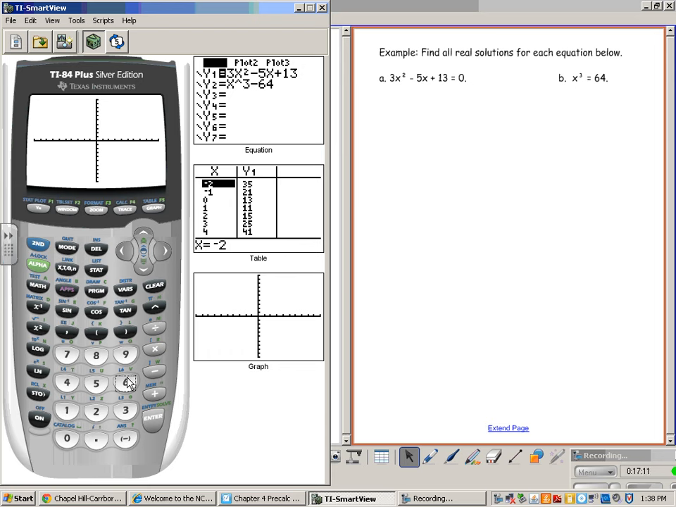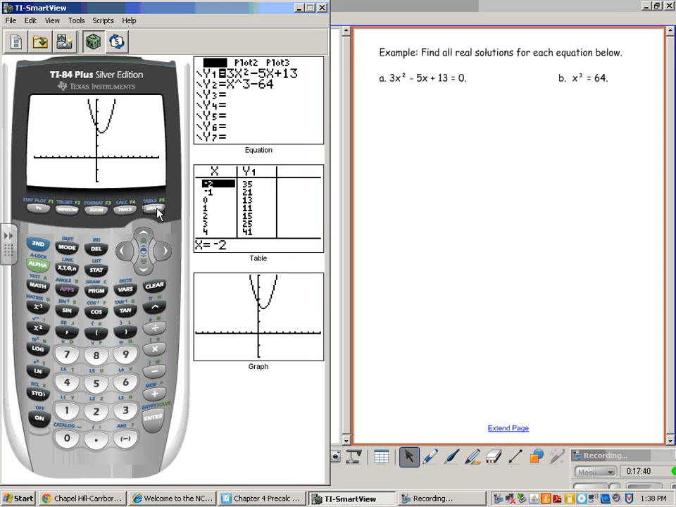So let's go and change our window. Make our y max something like 25. And I'll change this y scale to 5. And let's look at a graph now and see what happens. There we start seeing more. So you've got a quadratic, it opens up. You know you're seeing a complete graph here because of the end behavior: it should be opening up, going up on the left side, and the same on the right.